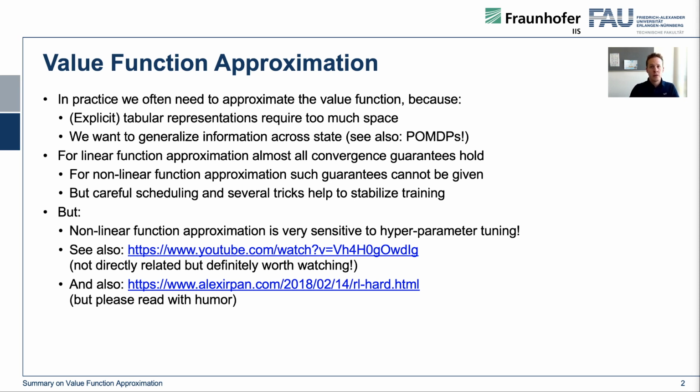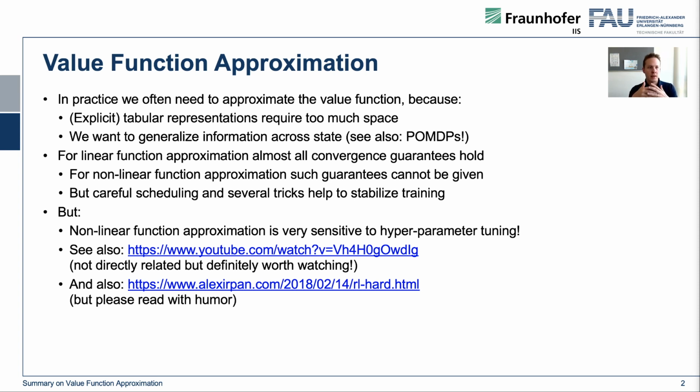The first one, or the most integral one, is that explicit tabular representations simply require too much space, and we usually do not have so much space in the memory of our computers. Another idea was that while using explicit representations, we are not really generalizing the information across nearby states. This is also related to the idea of partially observable Markov decision processes.